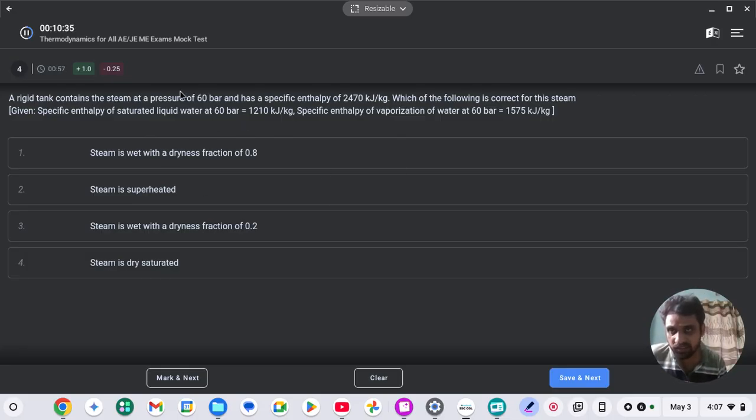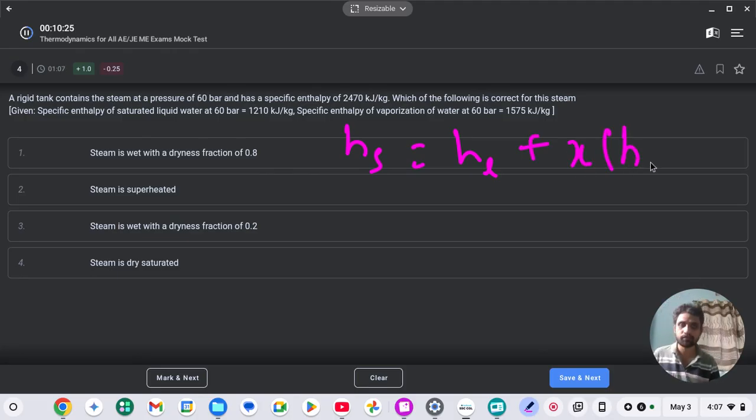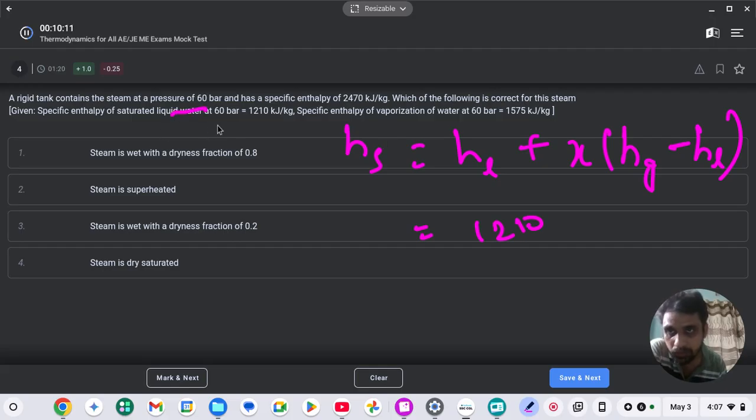So enthalpy of steam is equal to enthalpy of saturated liquid water plus x times the enthalpy of saturated gas minus saturated liquid. So 1210 is given for saturated liquid, 1210 plus x times the specific enthalpy of vaporization of water at 60 bar.